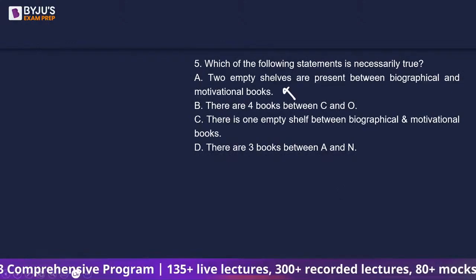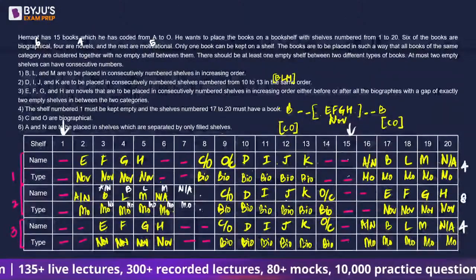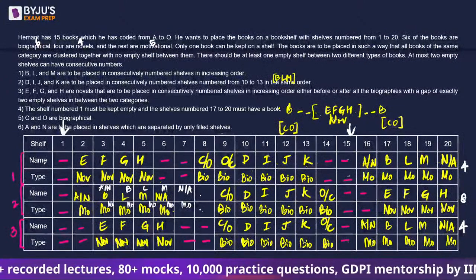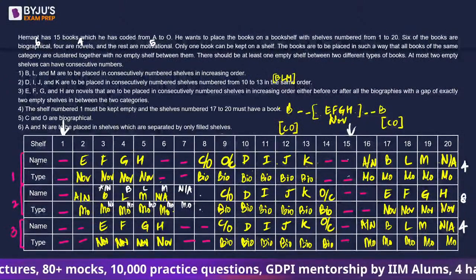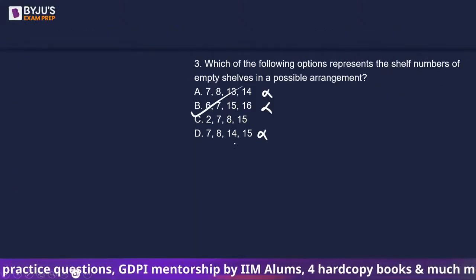There are 4 books between C and O. There may be 4 books between C and O. There may be 0 books between C and O. If you look into case 1, so this is also not true.